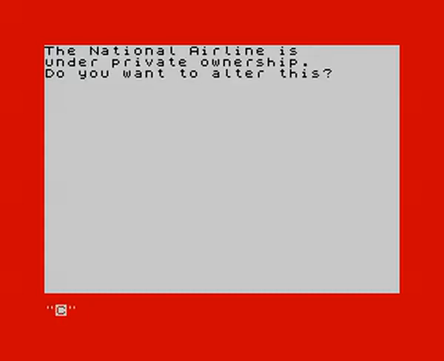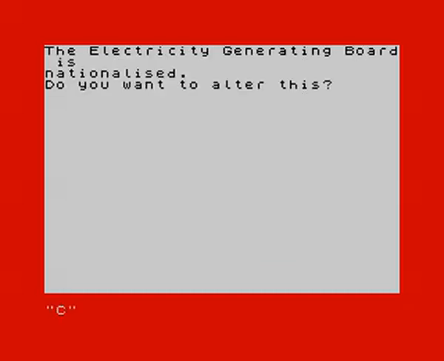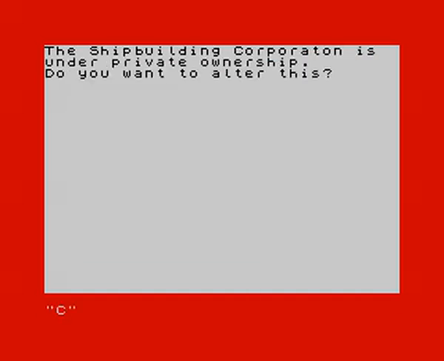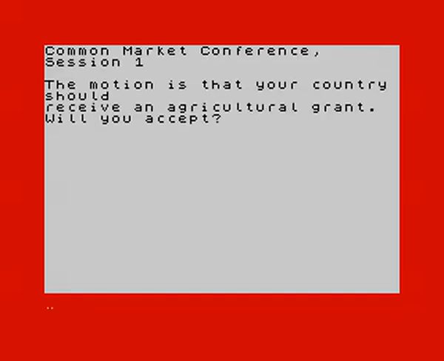National airline is under private ownership, but it's not a national airline, so you're going to nationalise that. The coal board under private ownership. We want the national coal board as seen in Jet Set Willy. The electricity board is nationalised. Yeah, that's fine. Shipbuilding, private ownership. We want our warships built by the government, thank you.